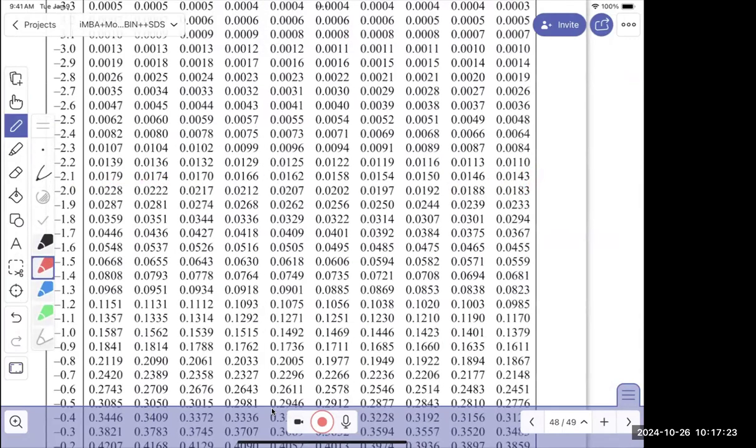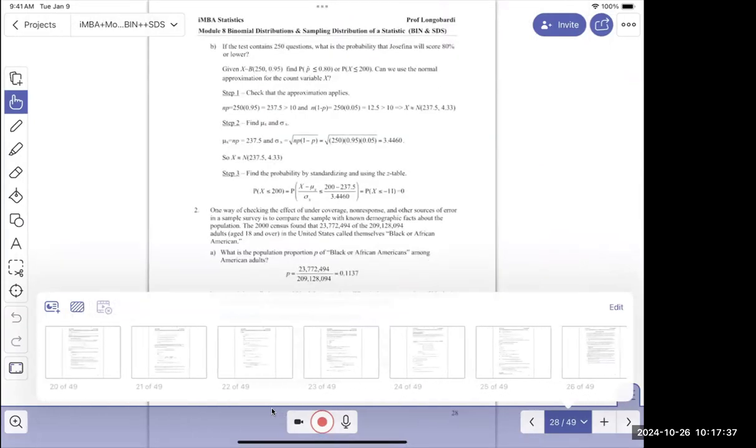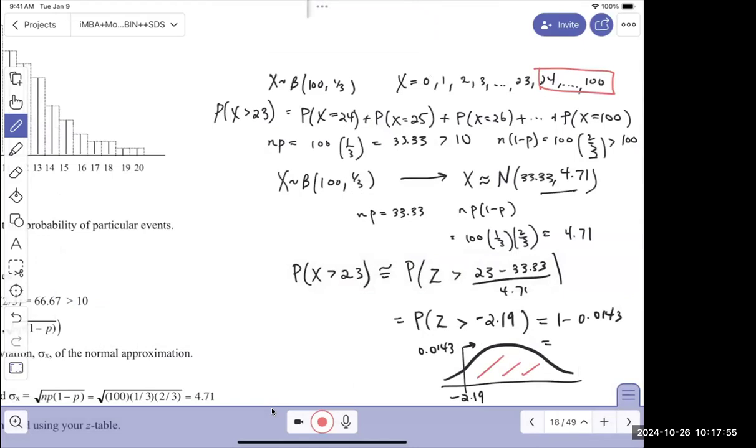It's here, right? So the area to the left that we found is 0.0143, but we want the other side. So it's 1 minus 0.0143, and this number should look familiar. 0.9857. I reversed it. I knew that, but I wrote the wrong one. 9857. All right.